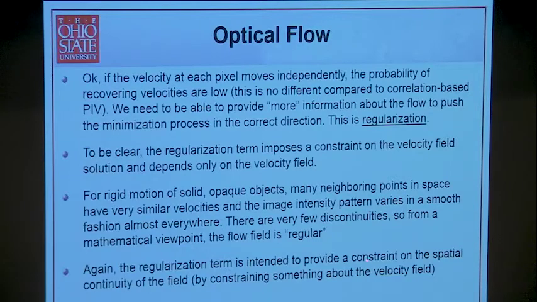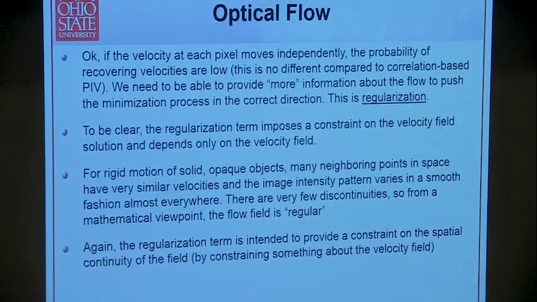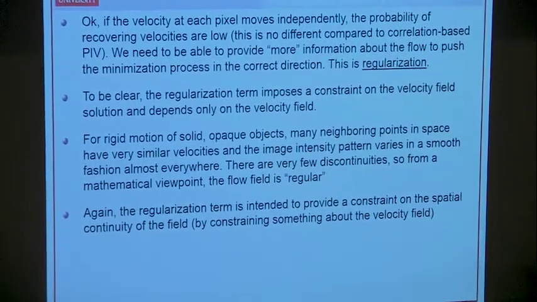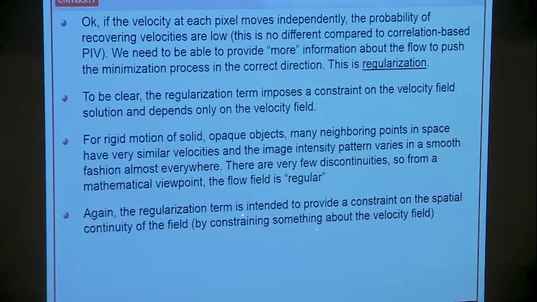Now, again, we may have to apply a regularization term, and this provides a constraint on the spatial continuity of the field. So really, in the context of a minimization problem, the way we want to think about this is that the minimization problem knows absolutely nothing about the physics. Why would it? It's mathematics. It doesn't care about fluid mechanics. But if we provide extra information to the velocity field, we may be able to get a solution.